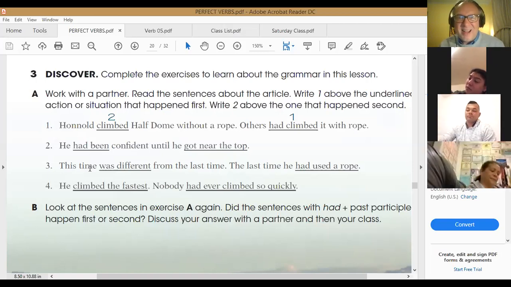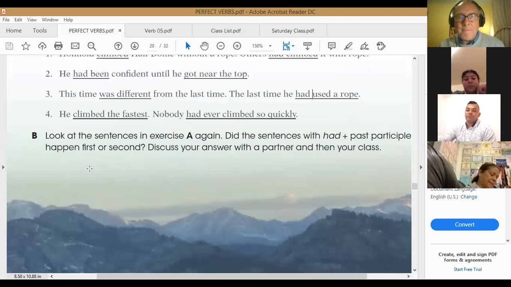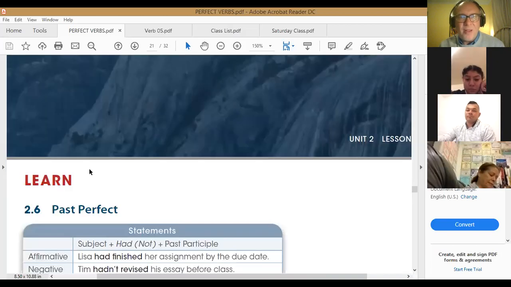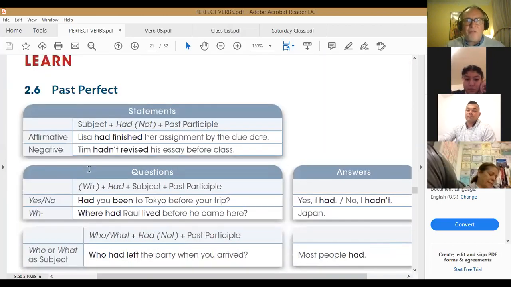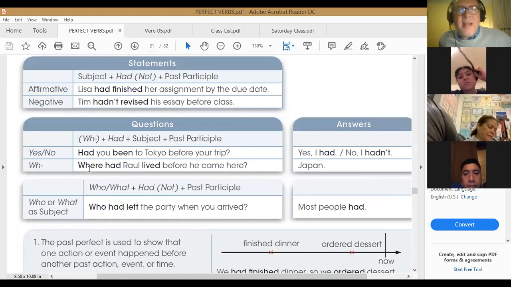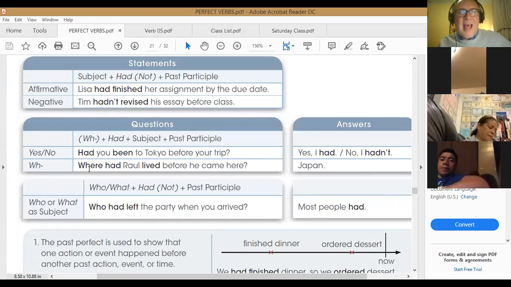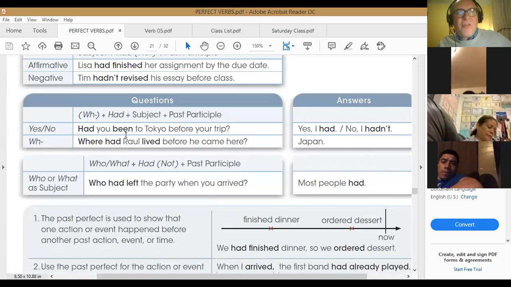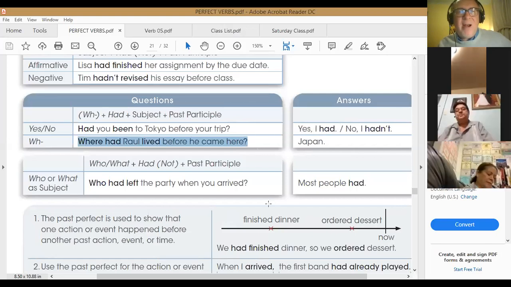All right? Let's practice a little bit more. Let's do one more practice here and then we'll be done. So look at these examples. Lisa had finished her assignment by the due date. Tim hadn't revised his essay before the class. Had you been to Tokyo before your trip? Where had Raul lived before he came here, right? This one is very similar to the question we were asking our partners. Where had he lived before he came here, right?